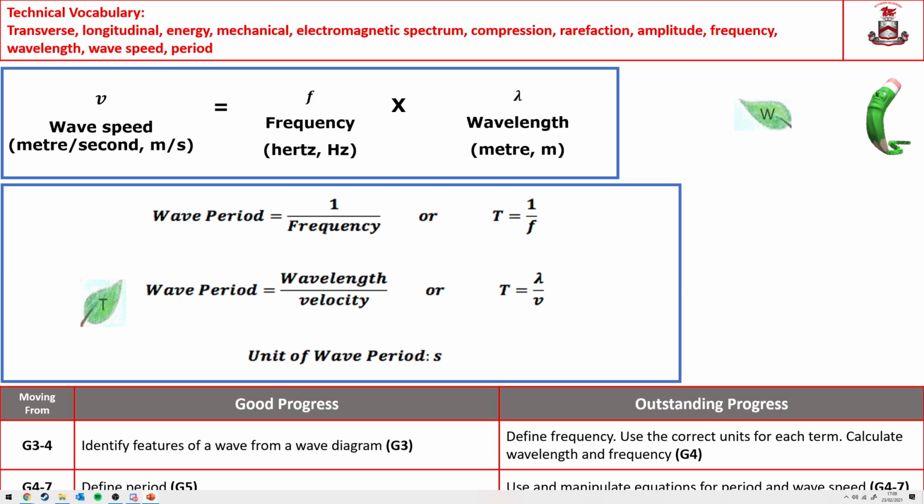Now, this top equation you absolutely have to learn. I'm going to write it again here. V equals F times lambda. So that upside down Y is called lambda. It's a Greek letter. Lambda. It just means wavelength.